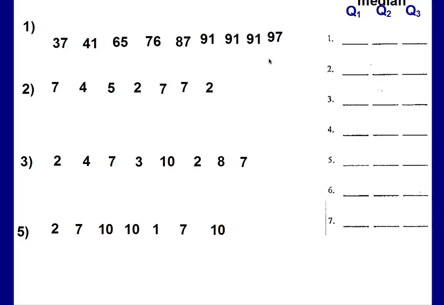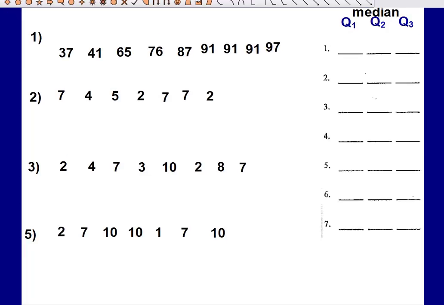Okay, once you have it ordered from least to greatest, I found that the easiest way to find your quartiles is to count up how many data points you have. So we have 1, 2, 3, 4, 5, 6, 7, 8, 9. There are 9 pieces of data in our set of numbers. So I'm going to divide that by 2. How many whole times will 2 go into 9? It'll go in 4 times, 4 whole times.